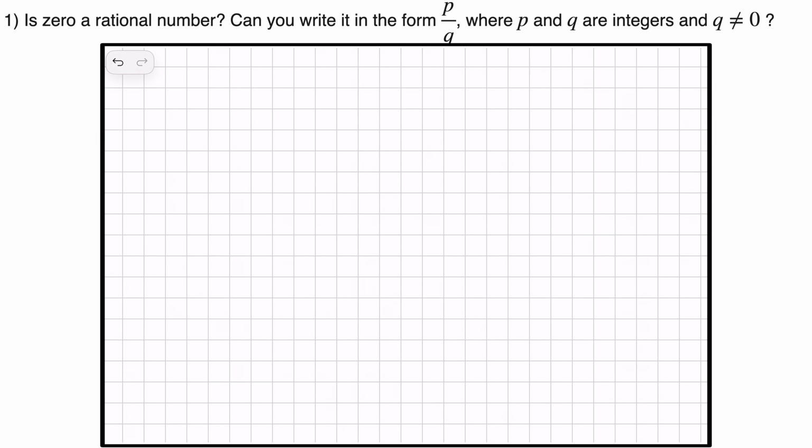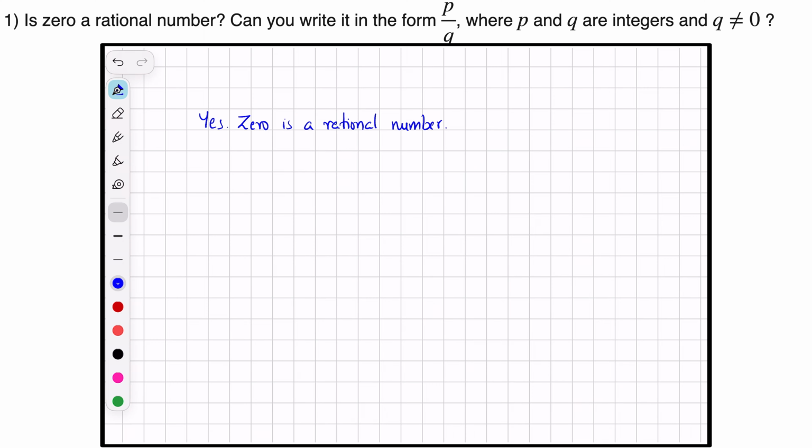The first problem: is 0 a rational number? Can you write it in the form p by q, where p and q are integers and q is not equal to 0? I have already answered this problem during the previous lecture while explaining the different kinds of numbers, but nevertheless we will quickly go through the same problem. Basically the answer to this question is yes. That is, 0 is a rational number.